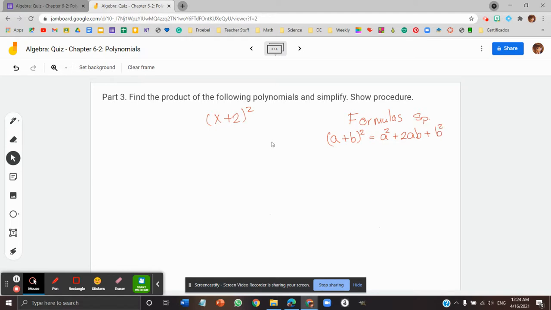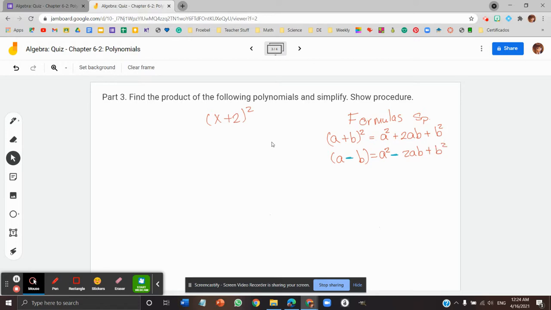If I have a minus b, right? Then all it changes is just the sign of the second term. A to the second minus 2ab plus b to the second.